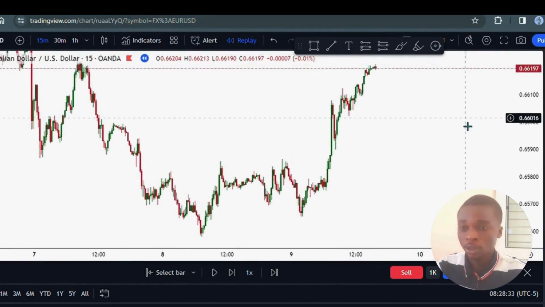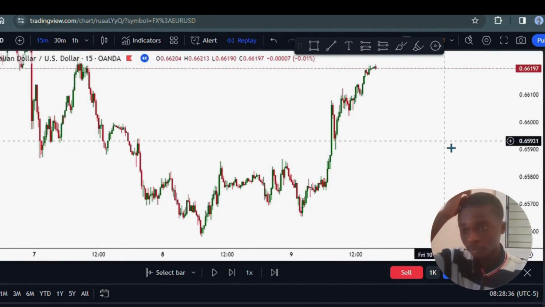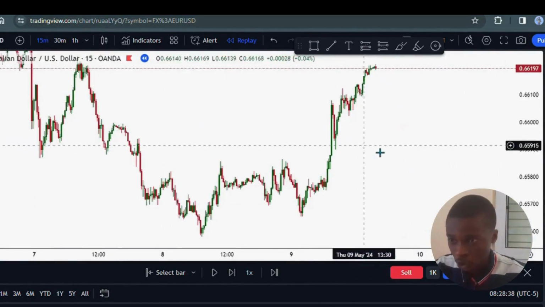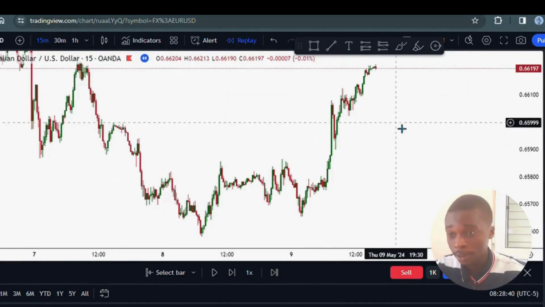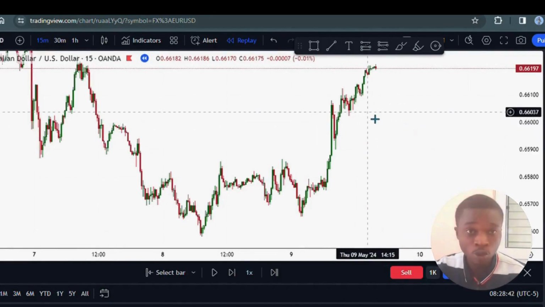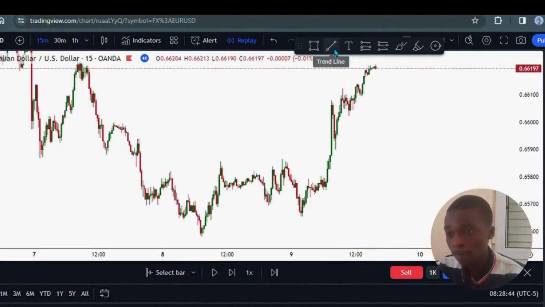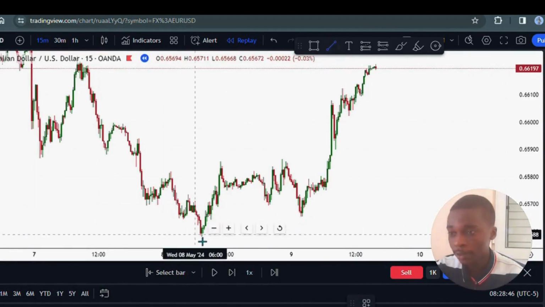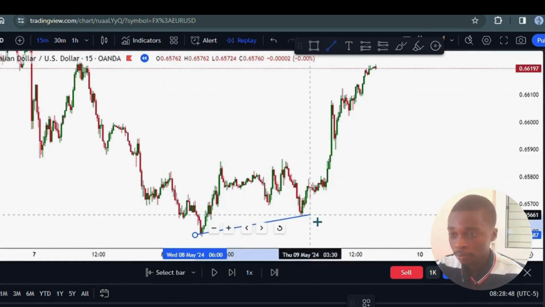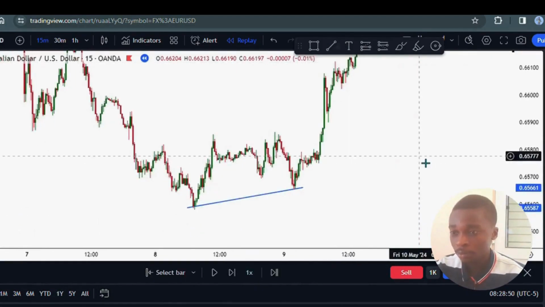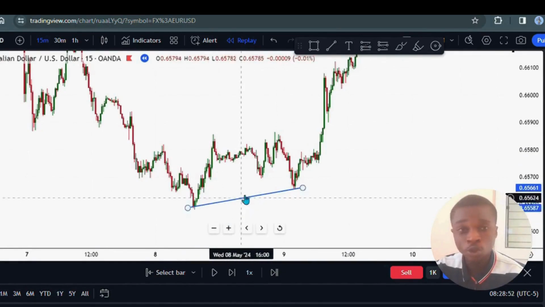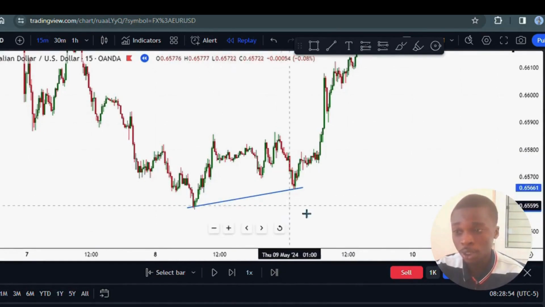So right here, look at this chart. For some beginner traders or some traders who don't know how to draw trend lines correctly, some of them might just draw a trend line like this. You can see there's no trend formation right here. This is not a trend line.